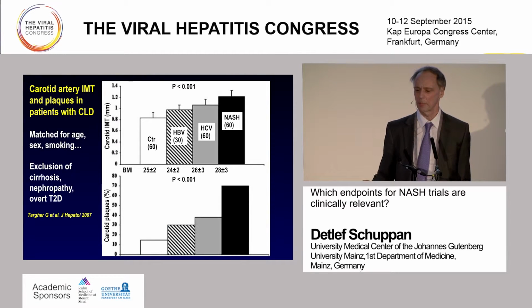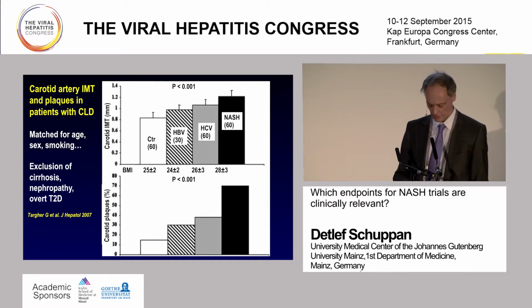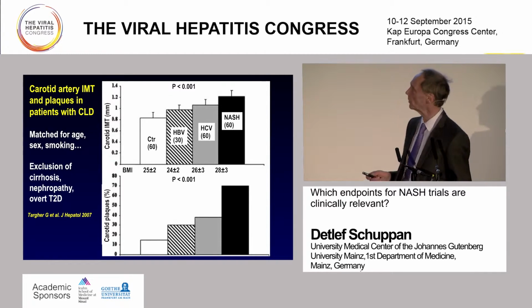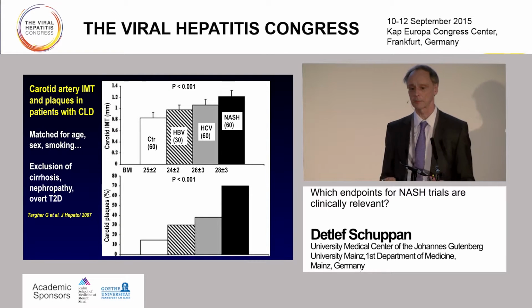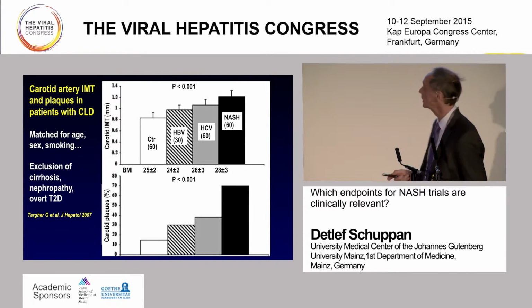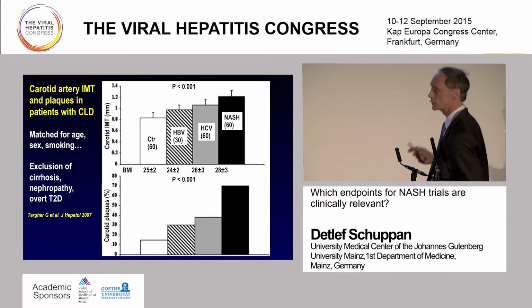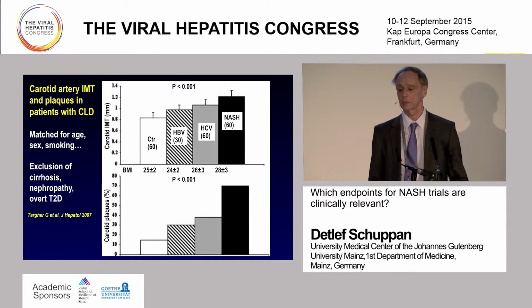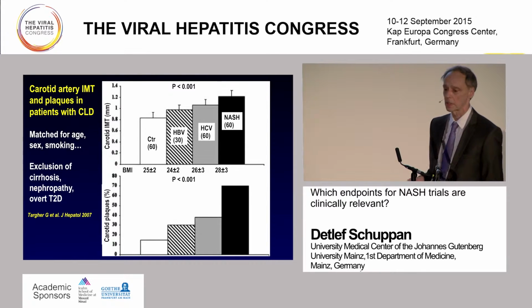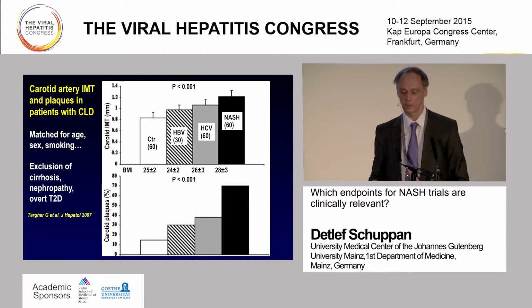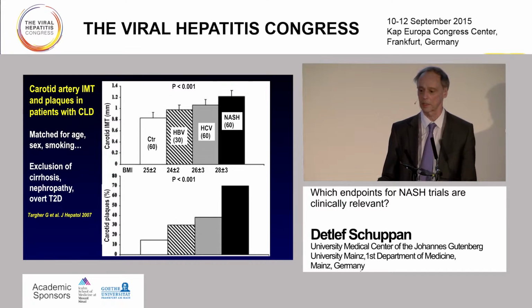And there are several studies showing this correlation. And if you now compare somewhat matched, this is not completely matched in terms of BMI, because you see that the BMI in the NASH group is the highest, but it's not dramatically high, it's 28. And these are other groups with chronic liver disease, hepatitis C and B, and the intimal thickness is highest in the NASH group, which is independent, if certain calculations are done, from the BMI. So these were relatively lean people from Italy.